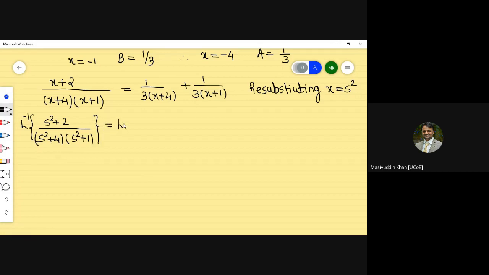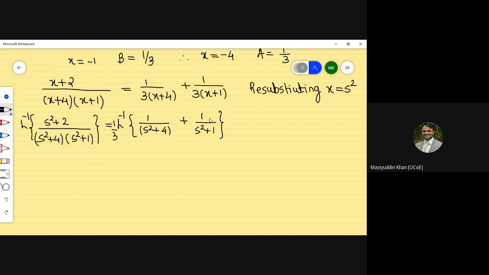So Laplace inverse of, first this part, 1 by 3, that part I'm taking outside. 1 by 3 I have taken out as common from both places, so the remaining will be 1 upon s square plus 4 plus 1 by s square plus 1. Hope I'm clear with this part. Now hope everyone is aware about this thing.